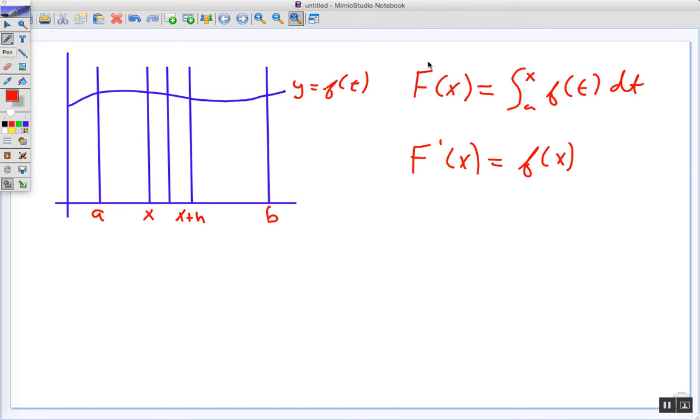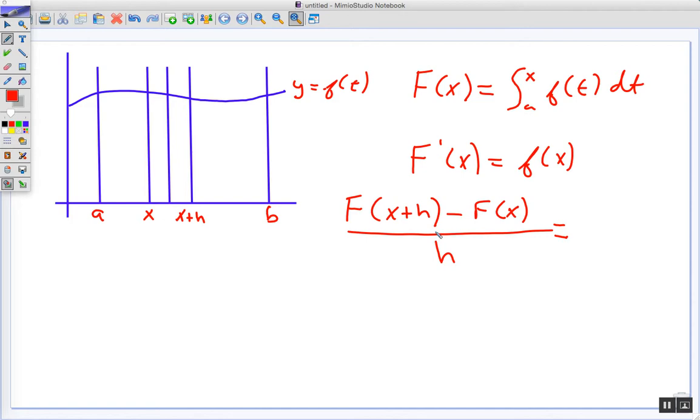So this capital F of x just represents that we are integrating from a to x the function f of t. So this represents that we're going to take the derivative of that. So we're going to use first principles to do that. So that's going to give us F of x plus h minus F of x divided by h. And again, this is the limit as h approaches 0. So what is that equal to?